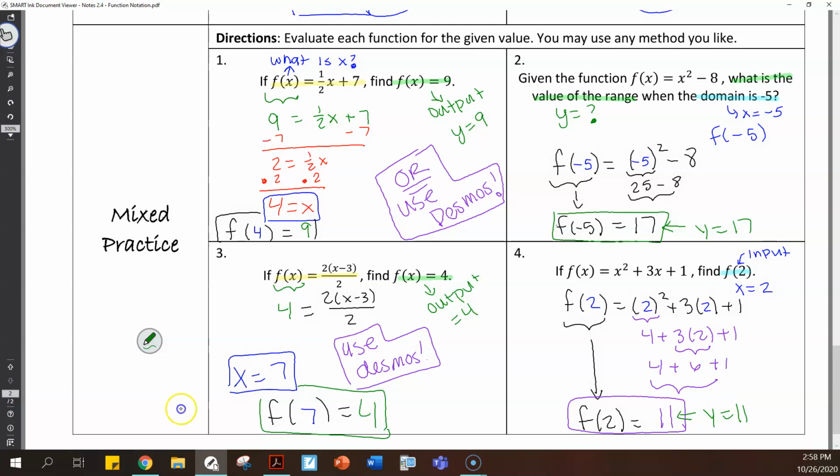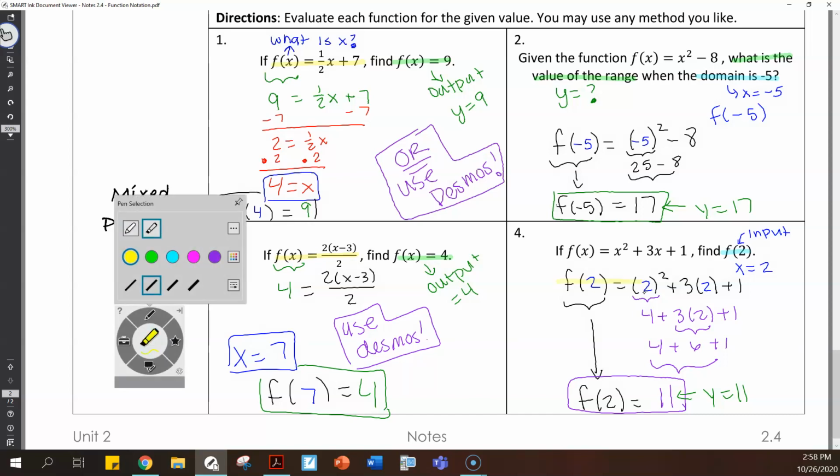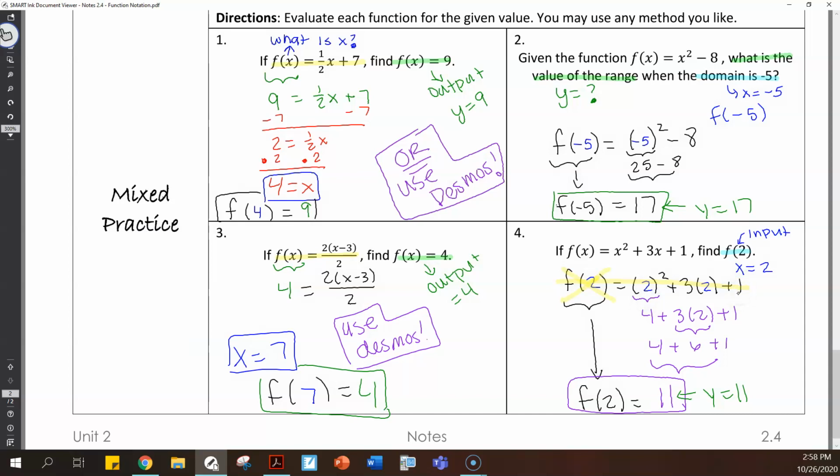Okay? So for number 4, this one is another one where they give you the input. If f of x equals x squared plus 3x plus 1, find f of 2. They give you the input. So I'm going to write my function exactly the way I see it. Anywhere I have x's, I'm going to put some parentheses, and then I'm going to plug that 2 into those parentheses. Now, once you get to this step, remember that you can just put it in Desmos from here. Just leave off this part and type your expression afterwards. But if you want to simplify this by hand, you can do that as well.